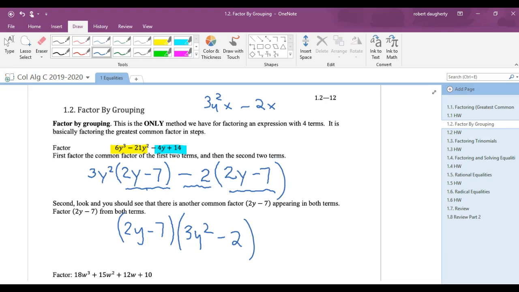So it's really like a three-step problem. You look at the first two things, find the greatest common factor. Look at the second two things, find the greatest common factor. If you've done it right, then inside your parentheses, you should see the same thing in both places. Now you factor it again, saying, take out what's in the parentheses, and I'm left with 3y squared minus 2. Yes? Right. The whole point, if grouping is going to work, you're going to get in parentheses two things that match, and then you can factor it again.